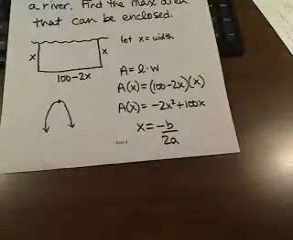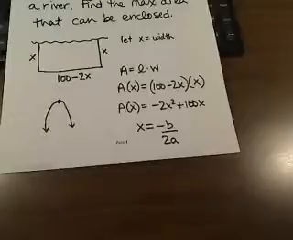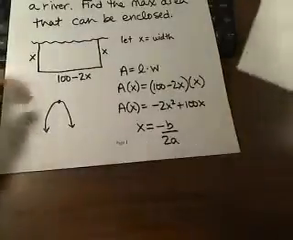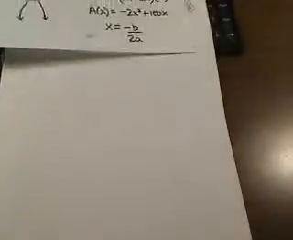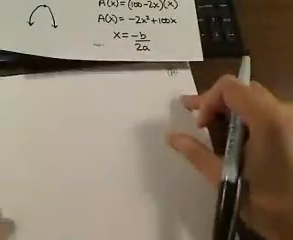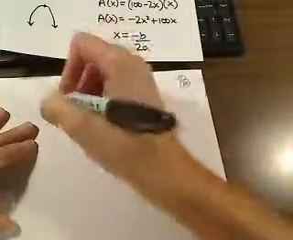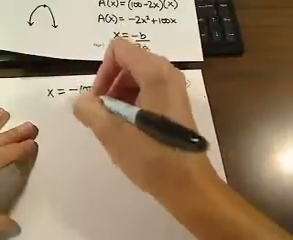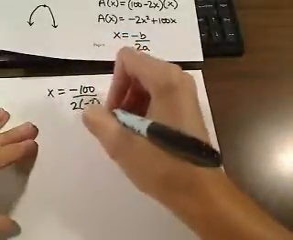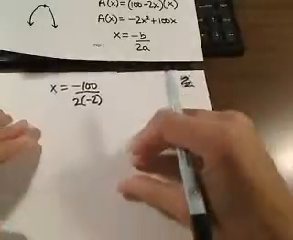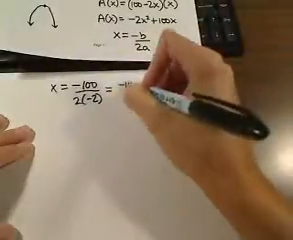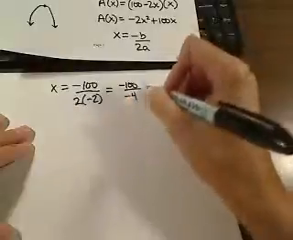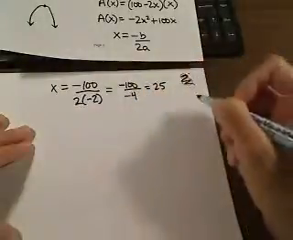So when we plug these values in, we're going to be looking at x is equal to negative 100 over 2 times negative 2. Okay, and if we simplify, this is negative 100 over negative 4, which is then 25.